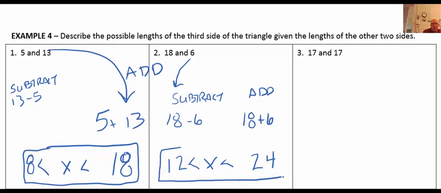Now notice the values are less than symbols, not less than or equal to. We can't be 12, we have to be something bigger than 12. That way we can overpower the 18 when we use the 12 and 6 together. Same thing with the 24. We can't be 24 because our 8 and 16 would equal 24, they wouldn't be able to overpower them.